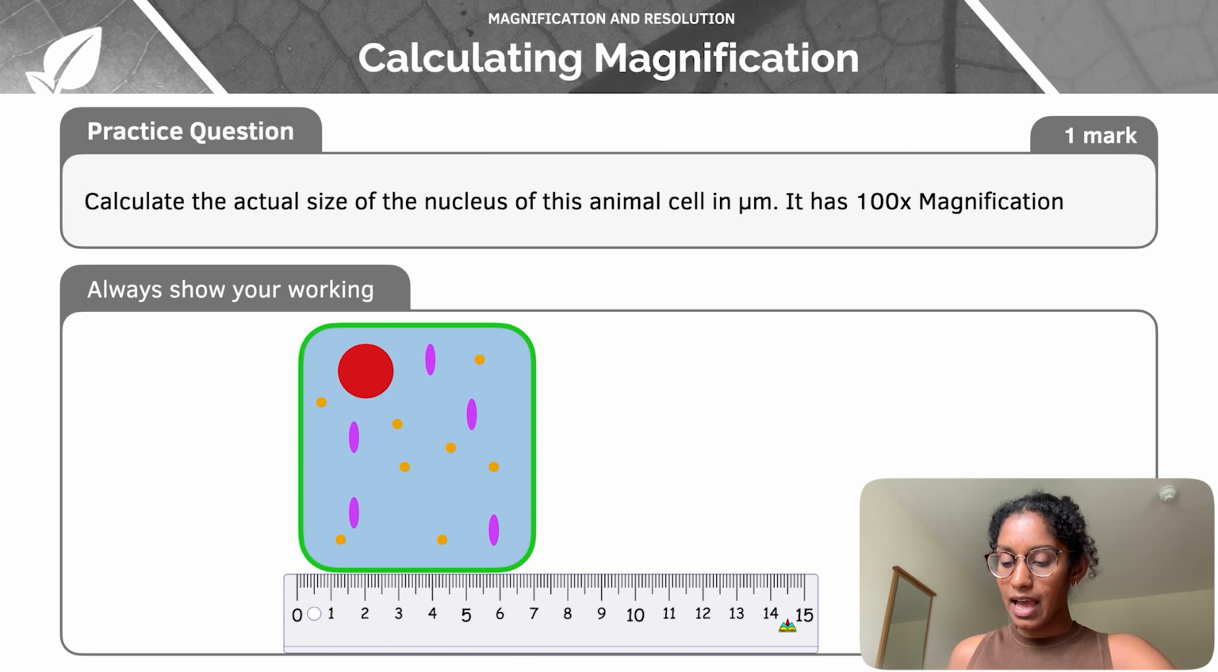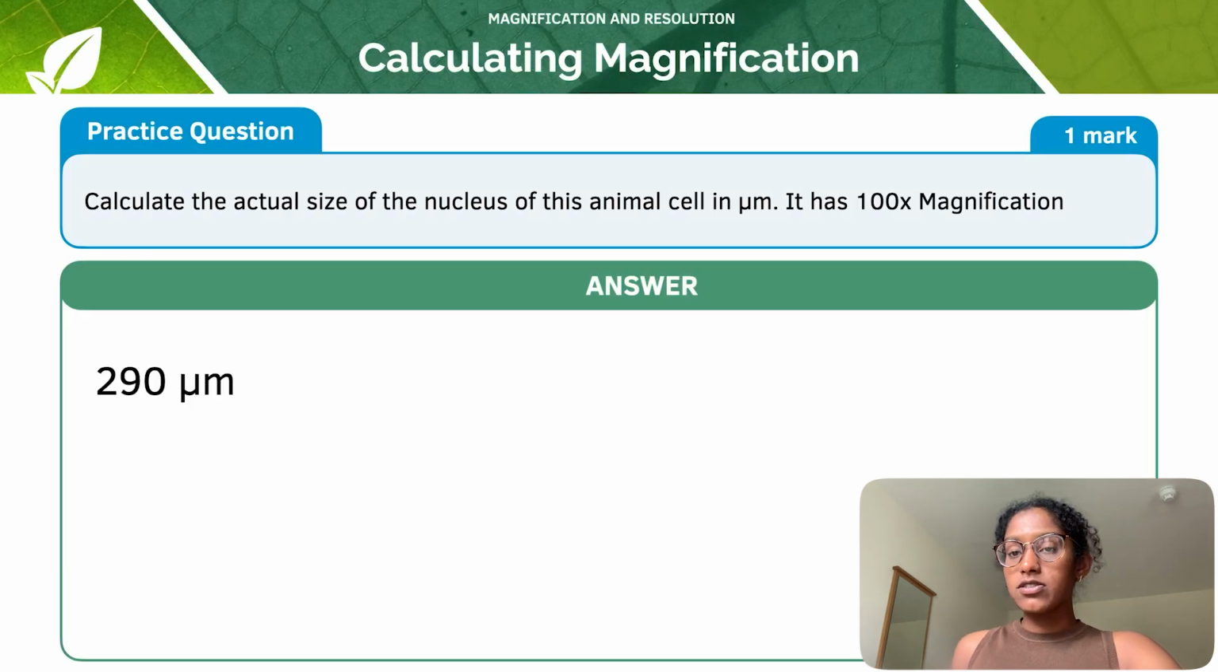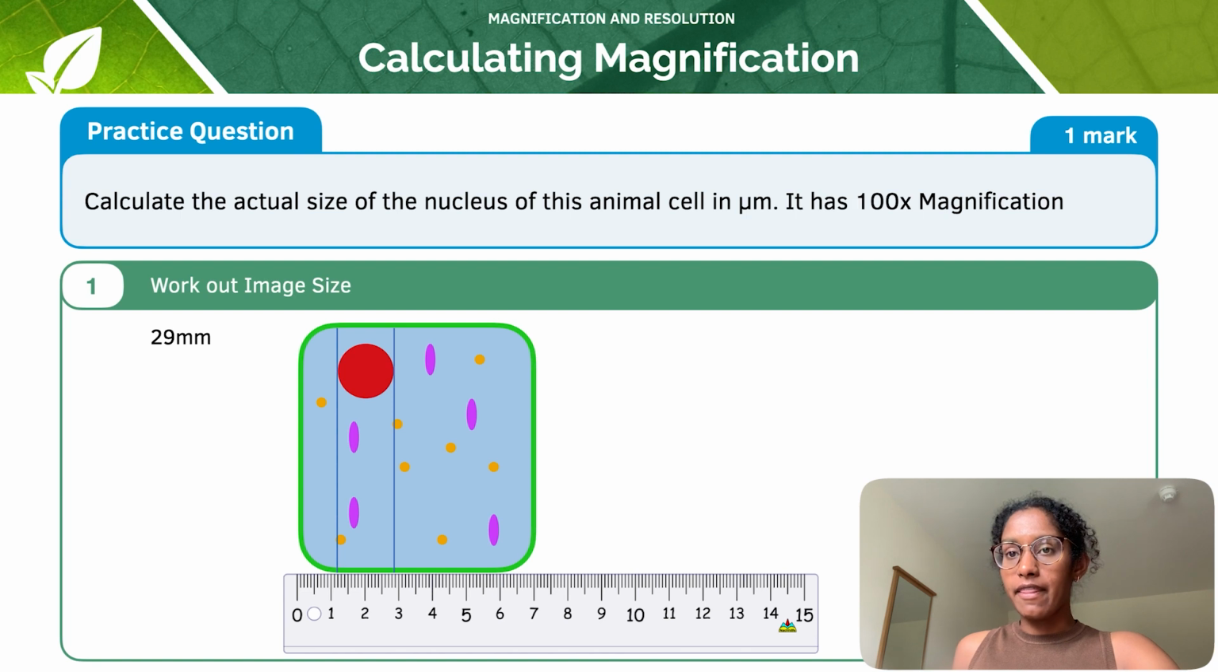So the question was, calculate the actual size of the nucleus of this animal cell in micrometers. It has 100 times magnification. So the answer is 290 micrometers. How did we get there? First of all, we need to work out the size of the image.